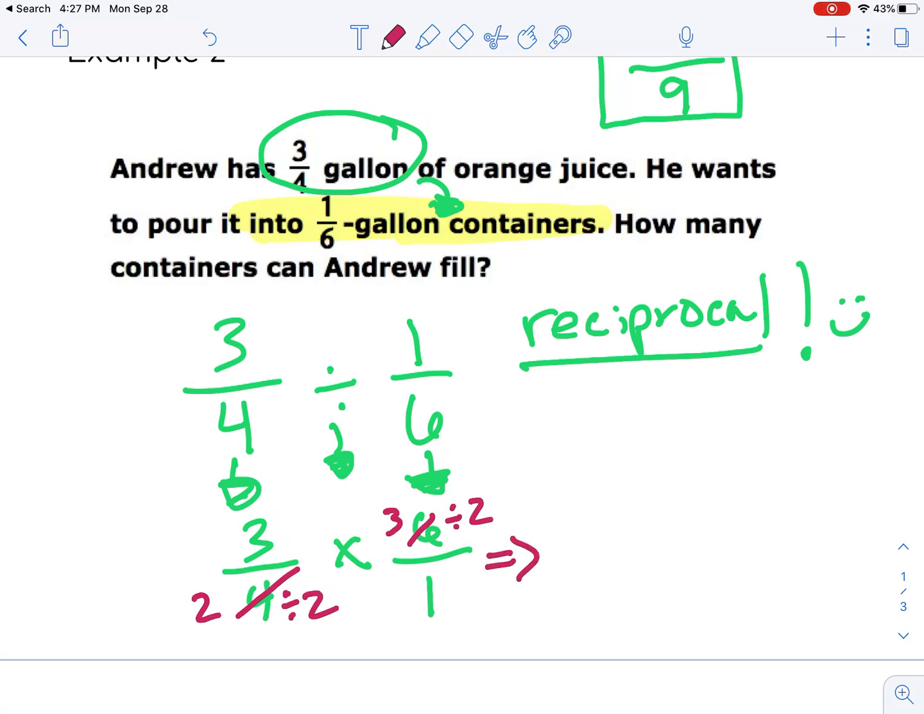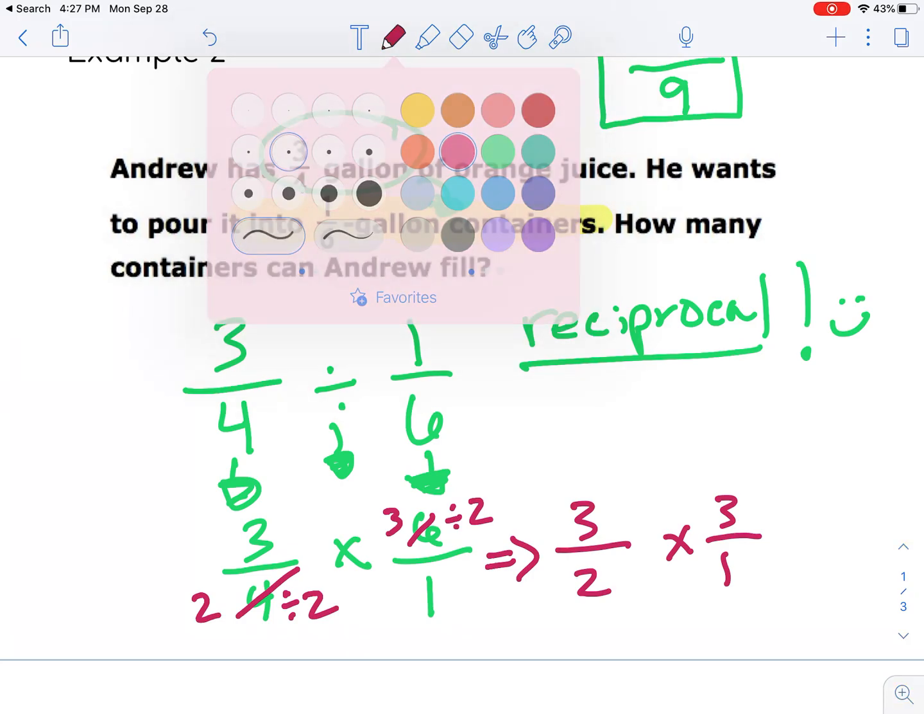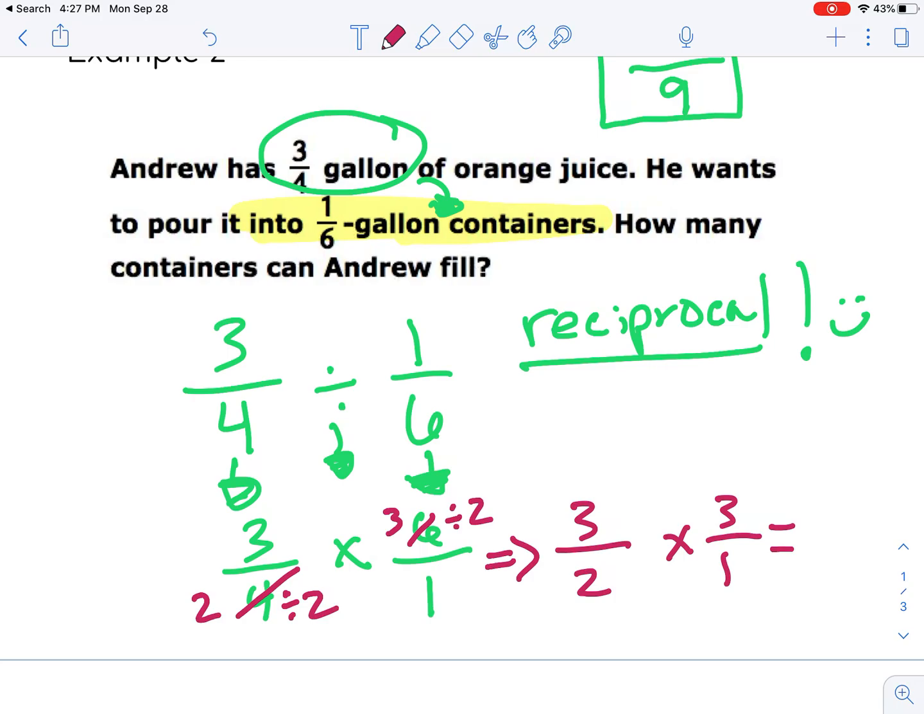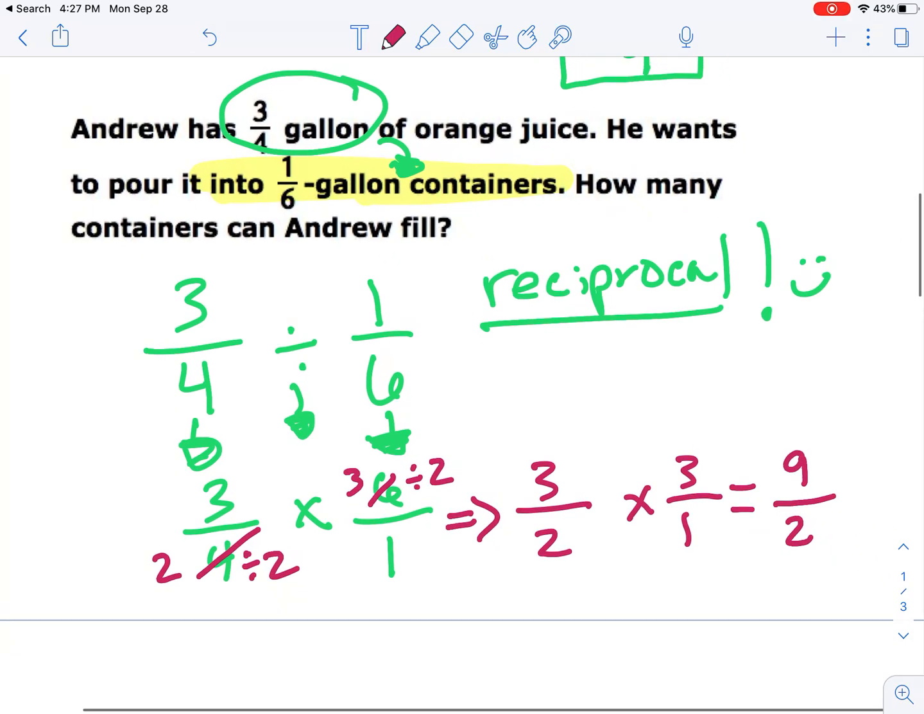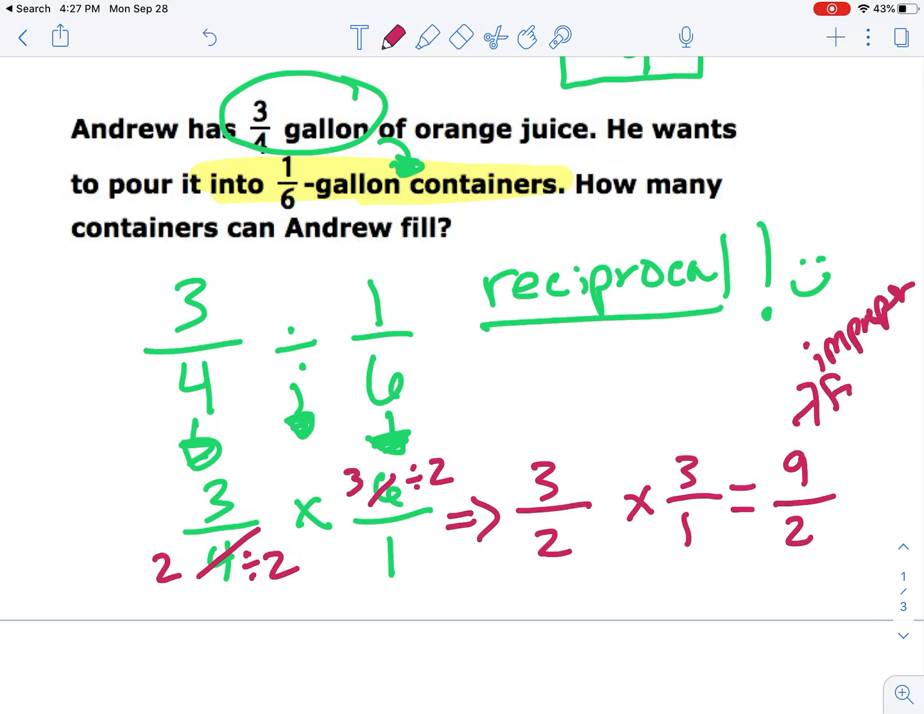So I'm going to go ahead and rewrite this out just so it's not as messy. What I'm left with is 3 over 2 times 3 over 1. The other butterfly wing would be to look at 3 and 1. Now there's nothing we can simplify those by, so those will stay the same. So now I can go ahead and multiply. So 3 times 3 is 9, and 2 times 1 is 2. Now, this right here is called an improper fraction.